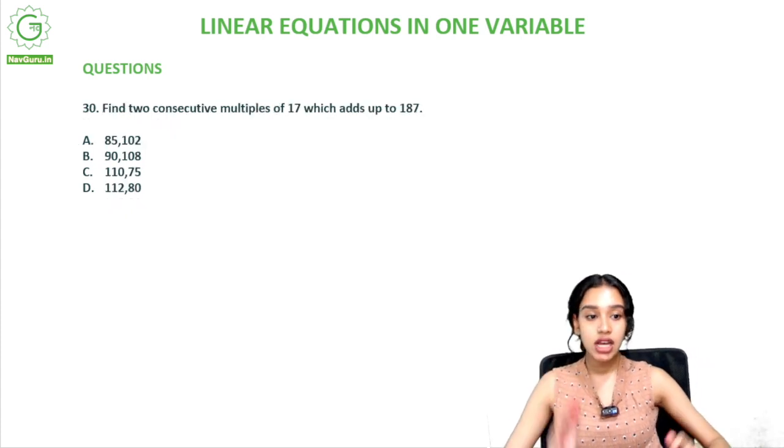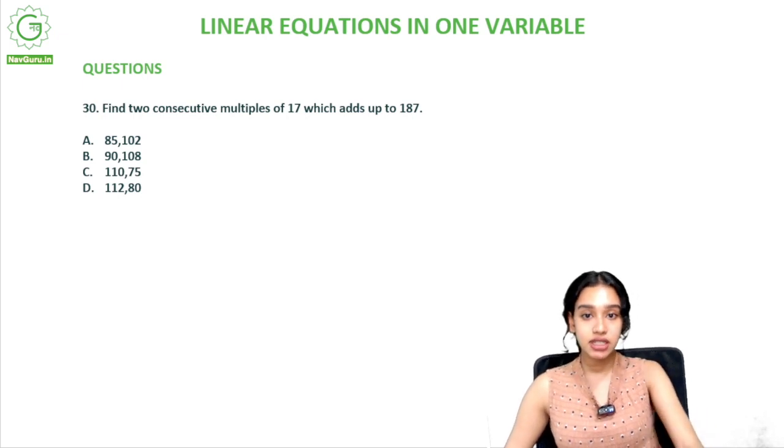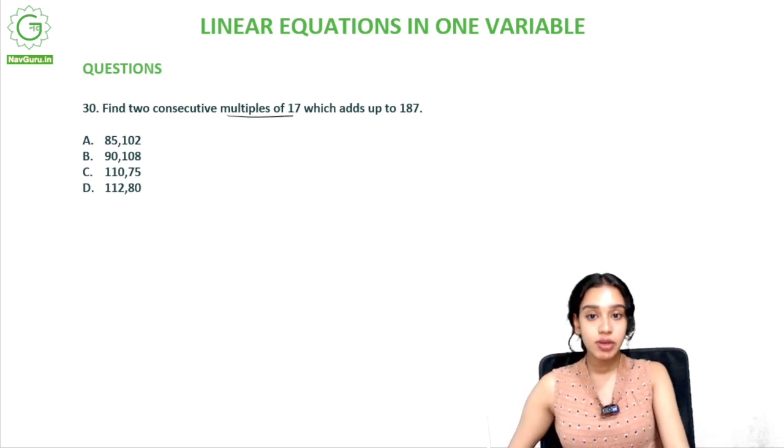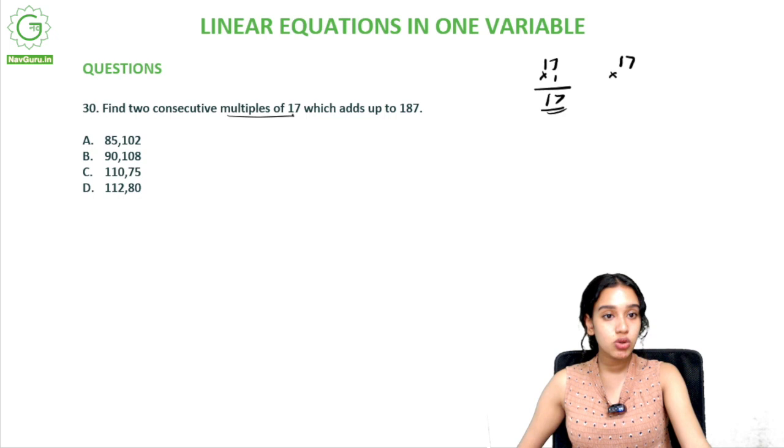Now let's move on to the last question of this chapter. Find two consecutive multiples of 17 which add up to 187. So we need two consecutive multiples of 17. So what does this mean? This means that if, let's say, 17 into 1, we know that it's 17. What is 17 into 2?